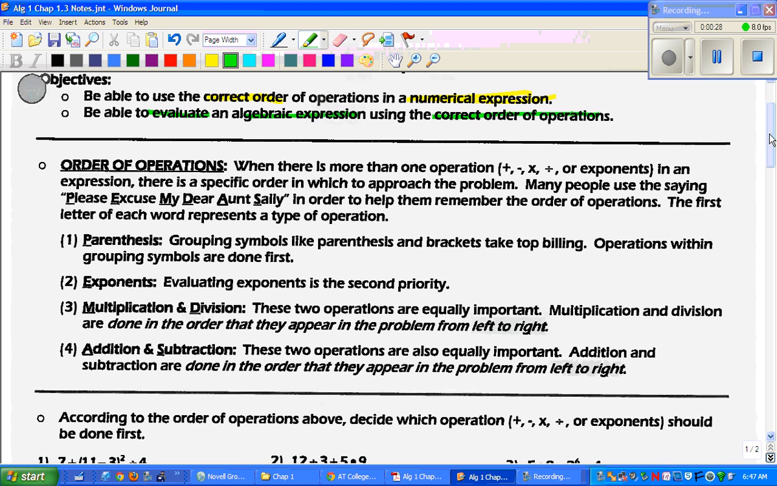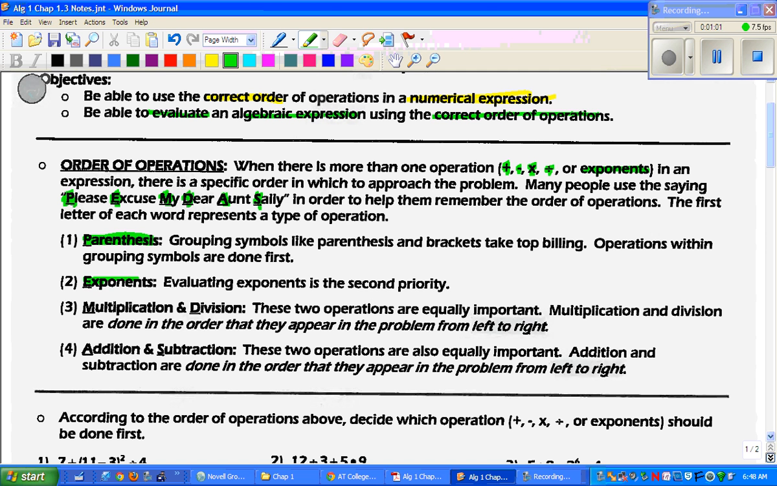Now, just a quick reminder of what the order of operations is. Order of operations are the different operations, which are addition, subtraction, multiplication, division, or exponents in any expression, and there's a specific order in which they go. Many people, you might have heard, say "Please Excuse My Dear Aunt Sally," and that helps you to remember the order of operations.